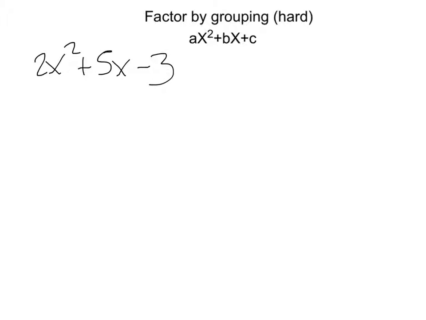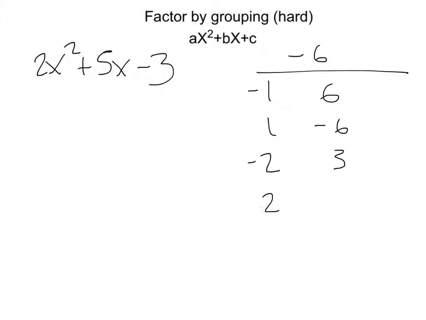Whenever you're doing this where you have something other than a positive 1 right here, you have to multiply the 2 by the negative 3 instead of just taking the c. So you have to multiply your a by your c. In this case we get a negative 6, and we still do the same things we did last time. We're just going to write all the factors of it. So we got negative 1 and 6, 1 and negative 6, negative 2 and 3, 2 and negative 3. I like to always write my smaller number first, then my larger number.